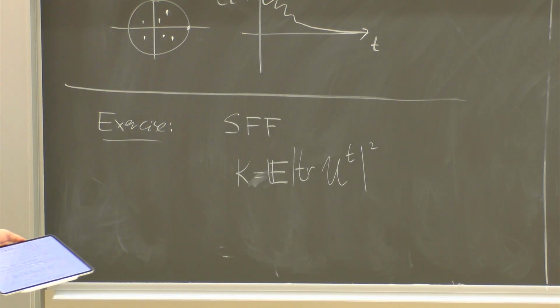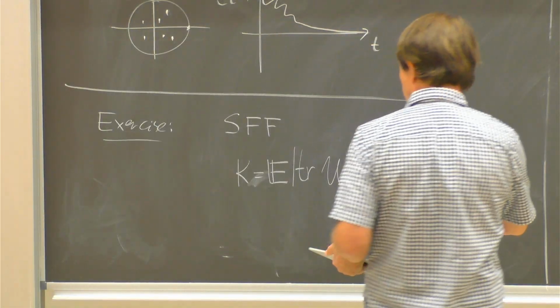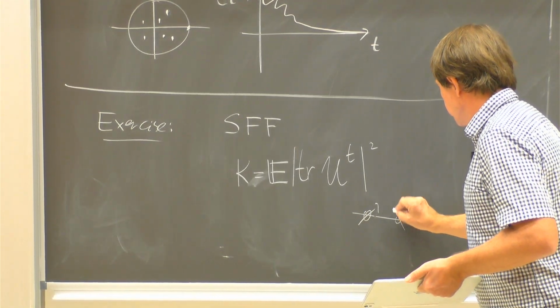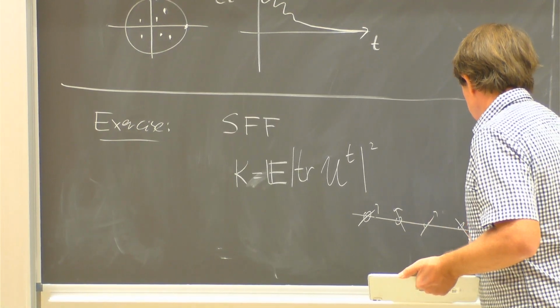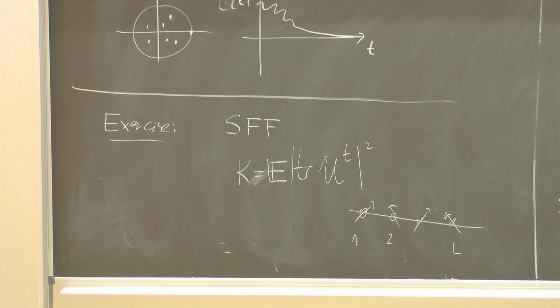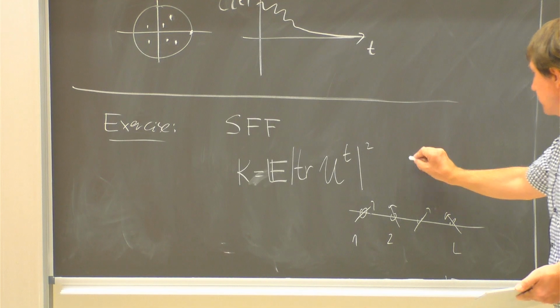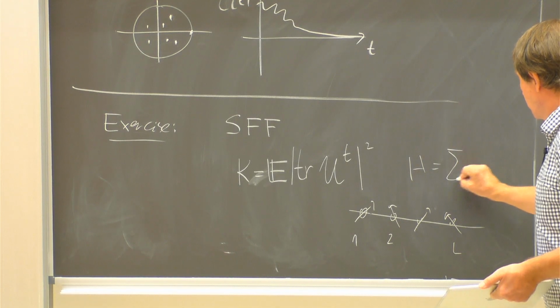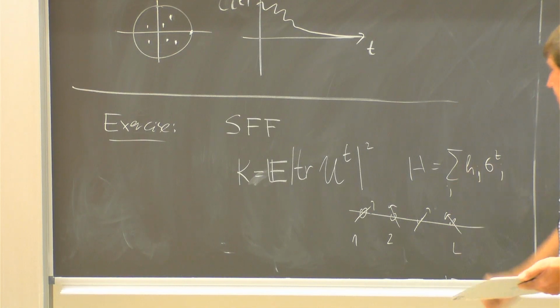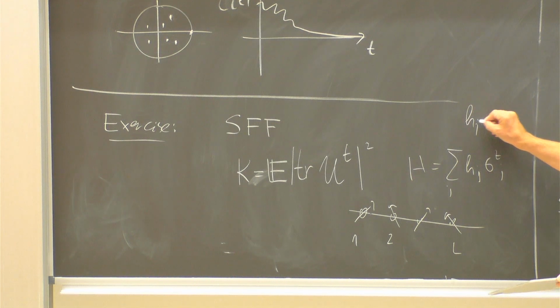Anyway, now I want to ask the following exercise. Let's take non-interacting spins, completely non-interacting, on a line, 1, 2, up to L, and put them into random magnetic fields. So the Hamiltonian would be the sum of h_j sigma^z_j. That's the Hamiltonian: non-interacting spins with random fields. And these h_j will be random.